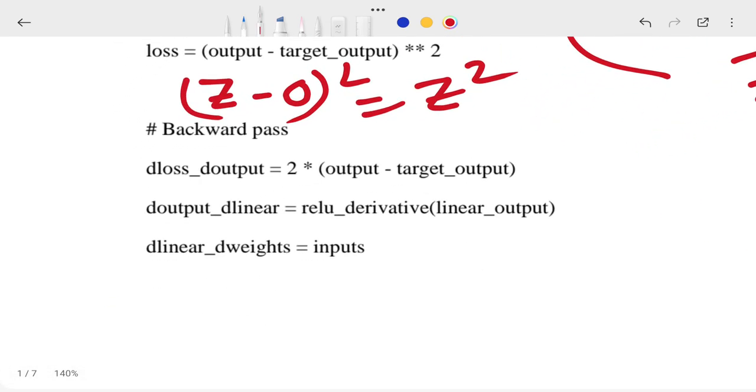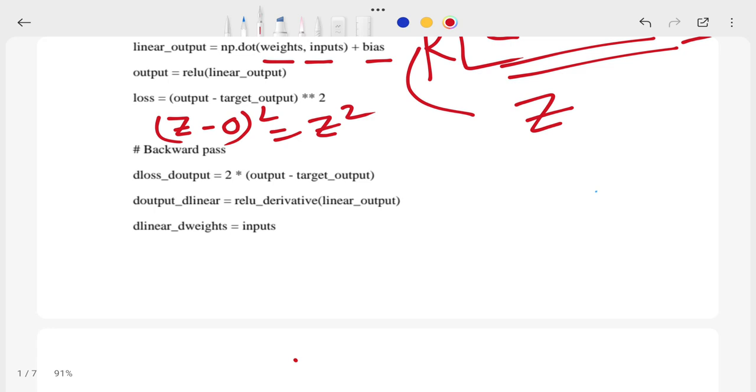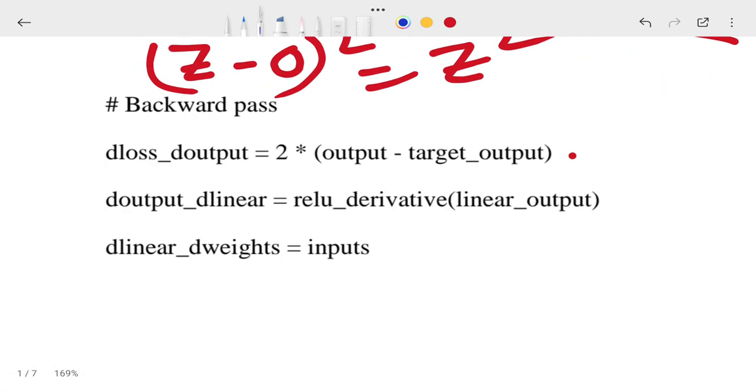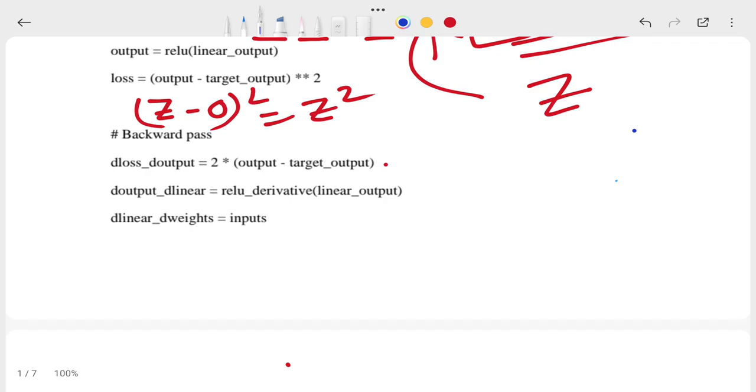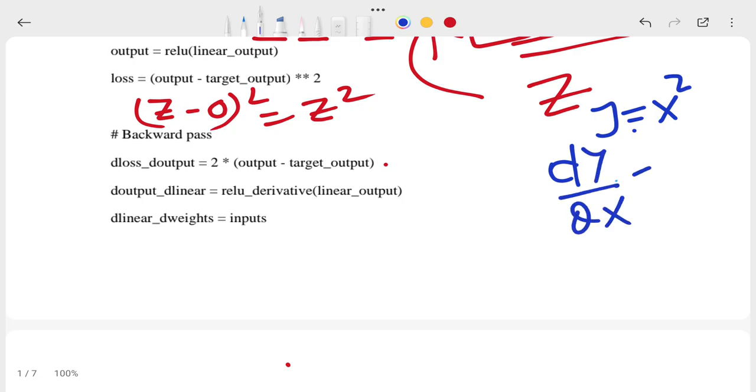I am using backward pass. Now listen here. This is very important. Backward pass means d loss upon d output. So what is the meaning of this? My y is equal to x square, I have written. What I am doing? dy upon dx is equal to 2x, I am writing. So this is 2x, dy by dx at that time.